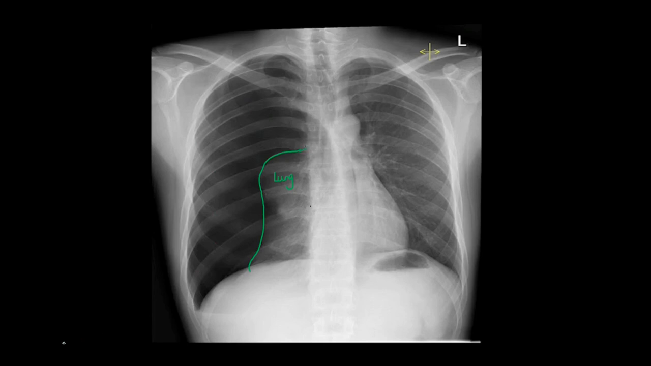So all of this, just change the ink. So all of this is underneath the parietal pleura. Although it's not visible, I've just drawn this out to illustrate. This shaded region over here is filled with air. So this is a massive tension pneumothorax.